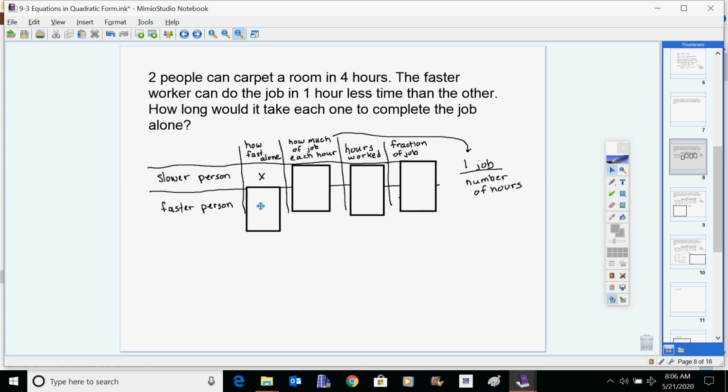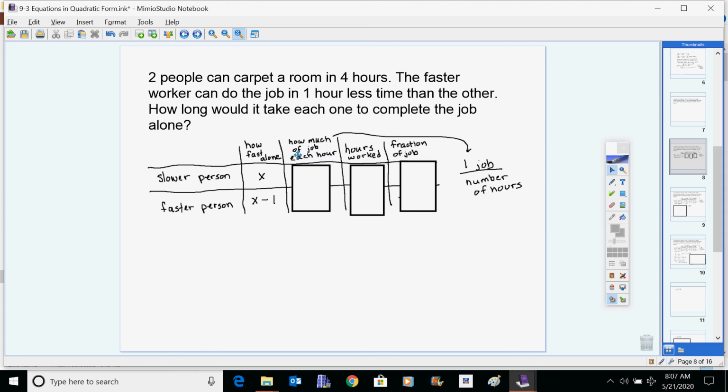The faster person would take more time or less time? They would take less time. They would take 1 hour less time. So the faster person does it in x minus 1 hour. So this part is key to figuring out this kind of problem. You should write this down. How much of each job per hour?